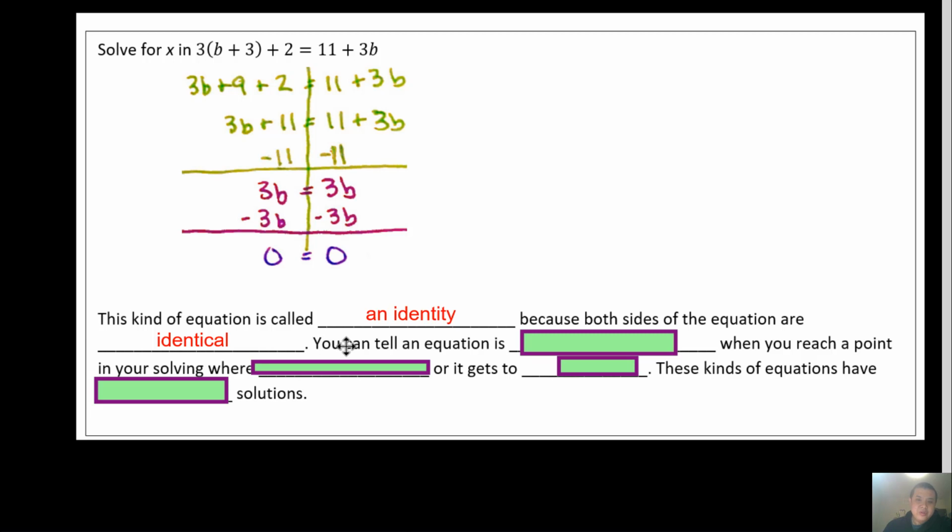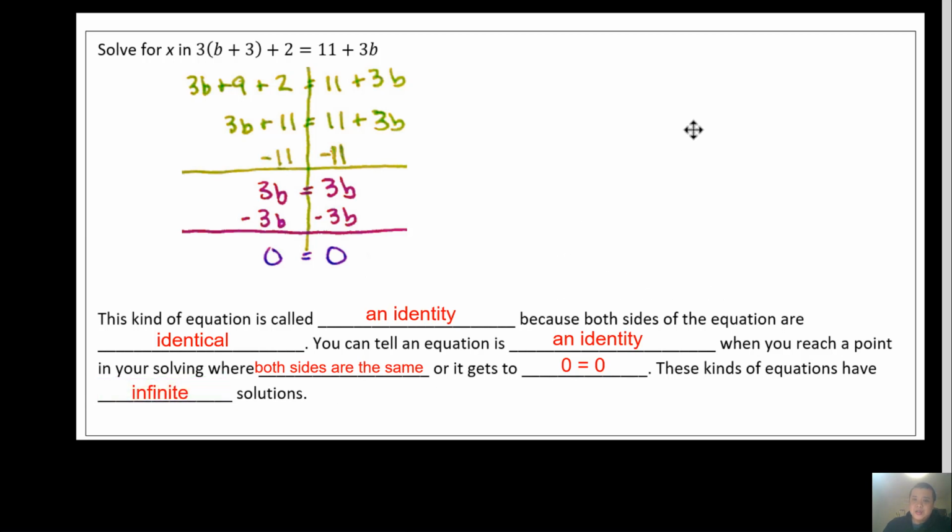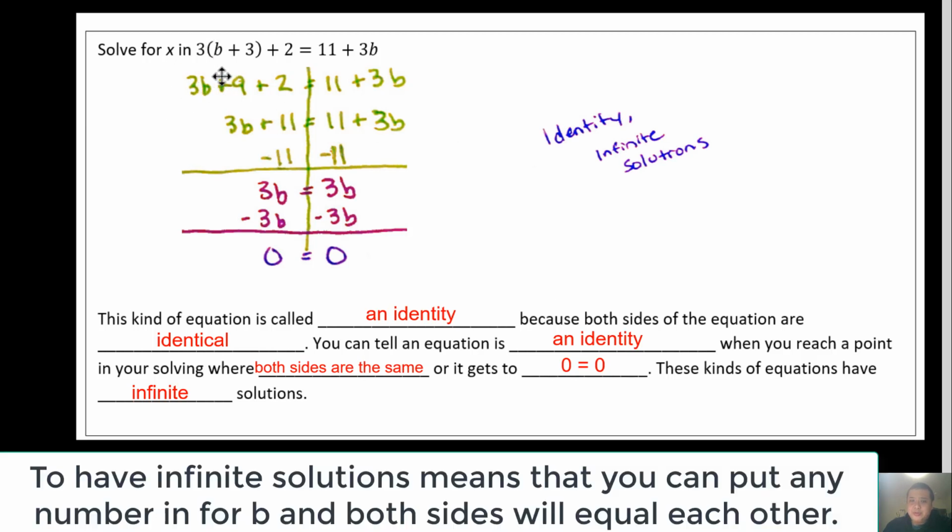You can tell that an equation is an identity when you reach a point when solving where both sides are the same. So right here, 3b plus 11 equals 3b plus 11. Both sides are exactly the same. That means that they are identical to each other. Or you can continue solving all the way down, and you get to 0 equals 0. When you get to 0 equals 0, you definitely know that both sides are identical to each other. And these kind of equations have infinite solutions. So we call this identity infinite solutions. That means I can put any number in for b, and the equation would end up being the same on both sides.